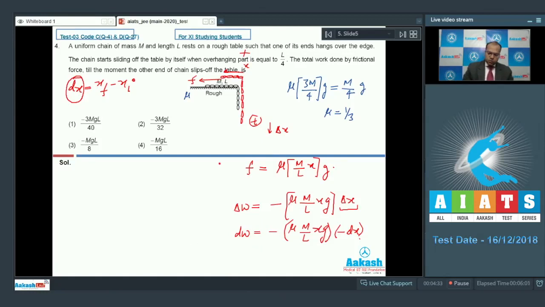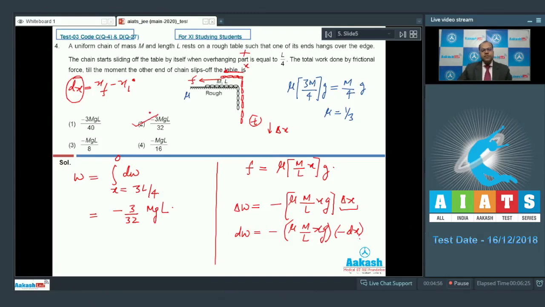Now the total work done by the friction can be written as the integration of dW. The variable here is x, and the initial value of x is 3L by 4 and the final value is 0. If I integrate this, it comes out to be minus 3 by 32 mgL. So option 2 is the correct answer. The correct answer for question number 4 is option 2.